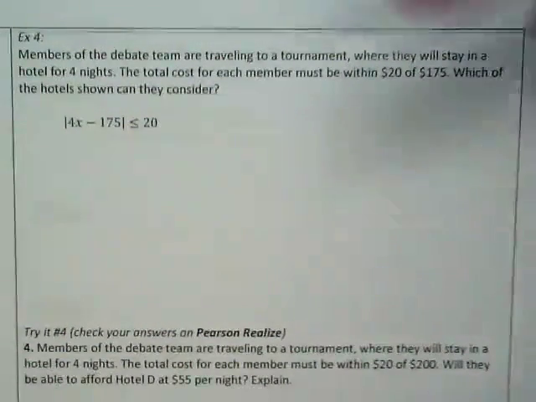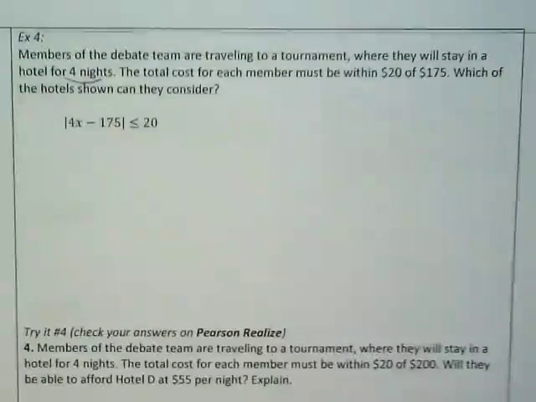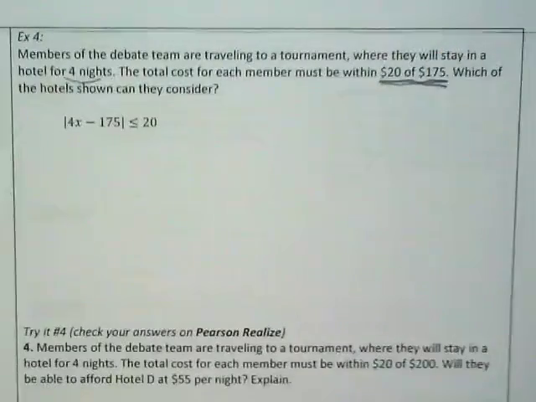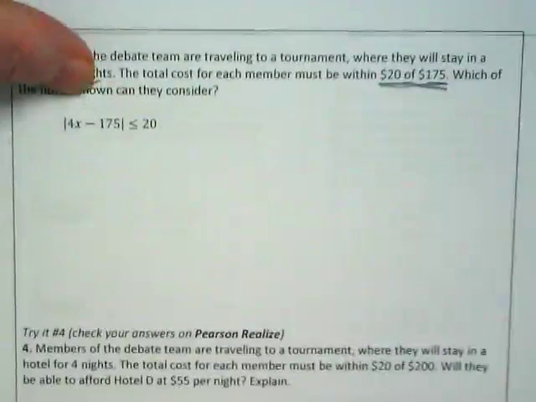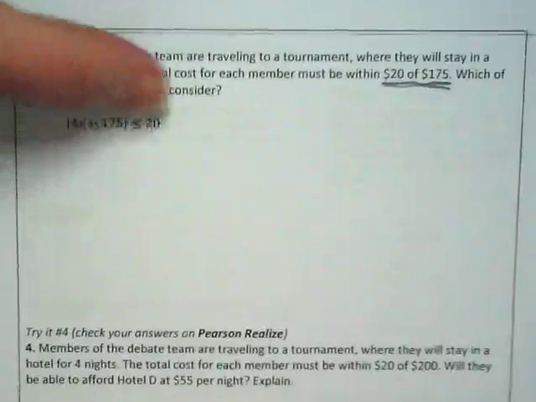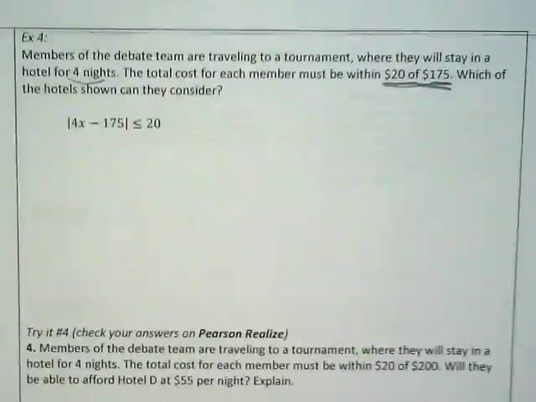So what's our important information here? Four nights is part of it. And they want to be within $20 of $175. So we have our inequality written here. What is the 4x standing for? Four nights times how much the hotels cost, minus $175, is less than or equal to 20, because we want to be within $20 of the 175.